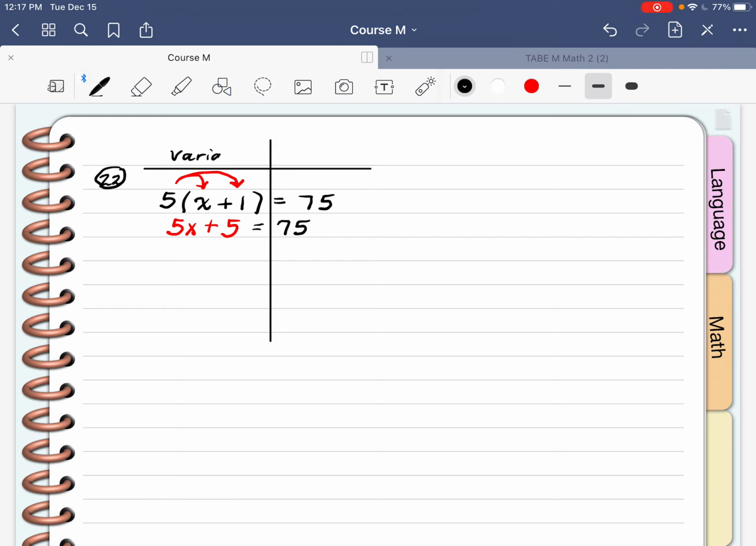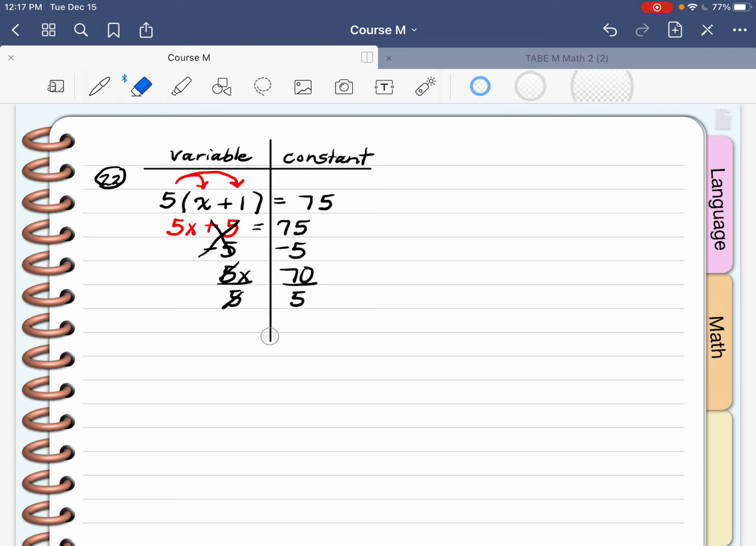And you can see that your variables are on the left. We want the constants to be on the right. So we subtract 5, cancel, copy, and then divide by the coefficient 5. And you've already got it in standard form. So x equals 70 divided by 5 is 14.